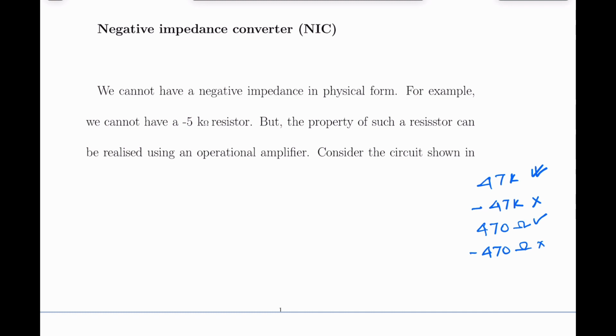And this can be used, it can be used using an operational amplifier. So let us see how this can be done.